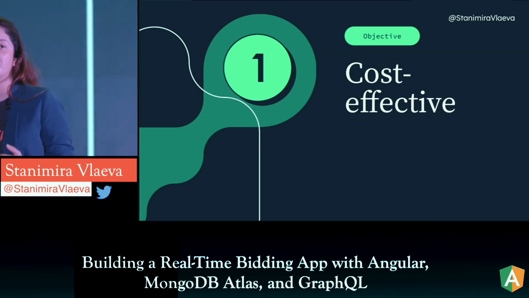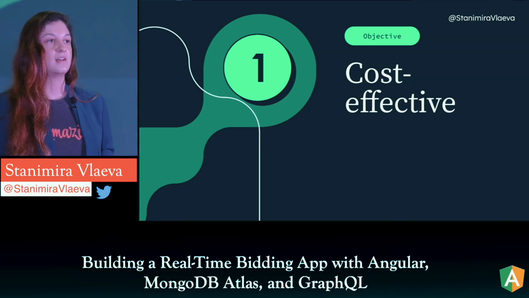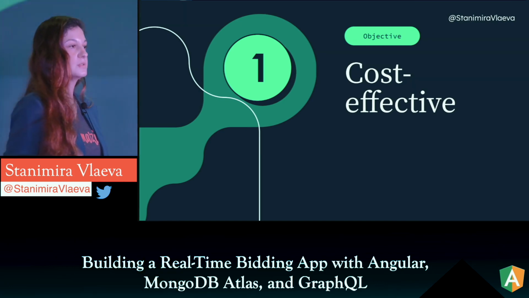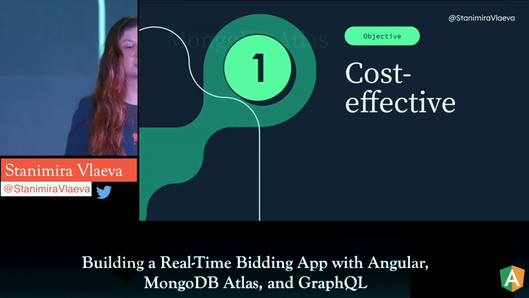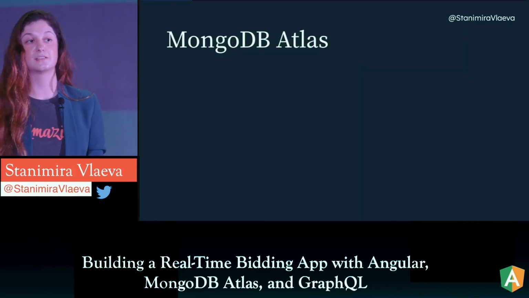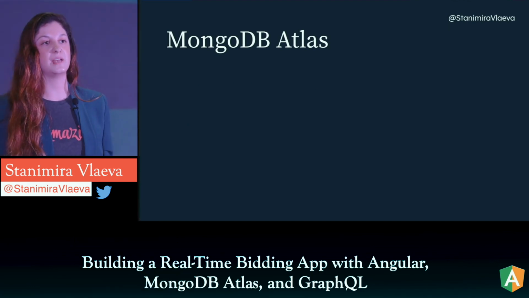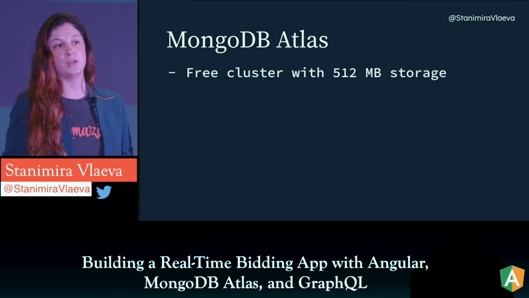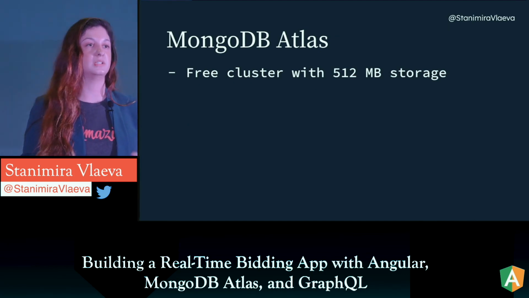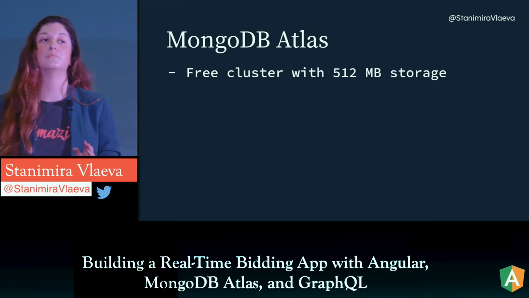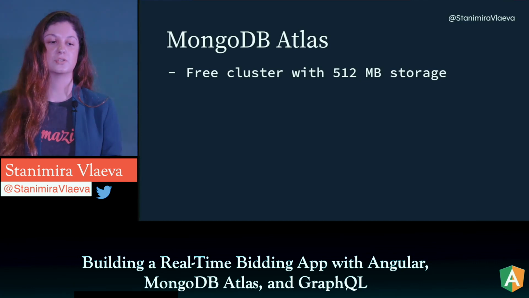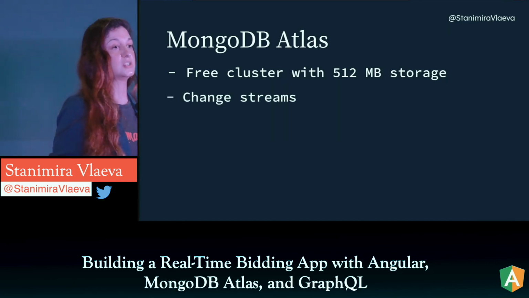First objective, we want it to be cost effective. How are we going to achieve that? We will use two different systems. First, obviously, MongoDB Atlas, which is MongoDB's cloud platform. It allows you to host your database in the cloud. When you sign up, you get one free cluster with 512 MB of storage, which is more than sufficient for this demo application. You also get change streams.